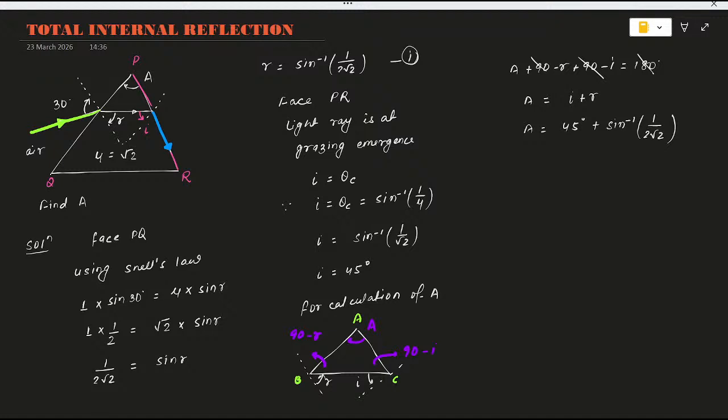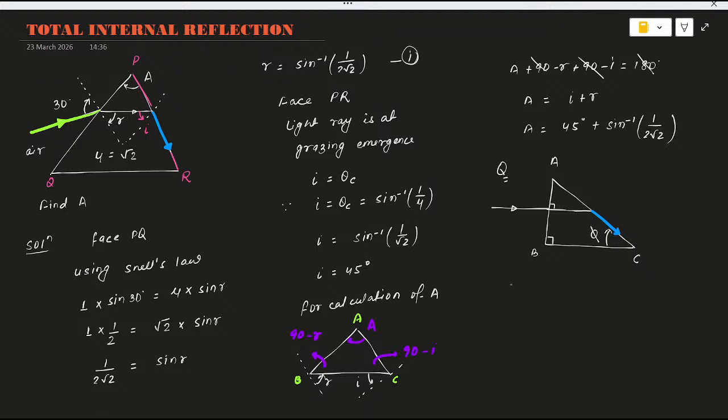So would you like to make a note of it? In the meanwhile, I'll draw another question in the same fashion. Okay, so that you can do it. But it will be rather easy as compared to what I've given you. Okay. Please make a note of it. This is A, this is B, and this is C. And the light ray is at grazing emergence on the face AC. And you're supposed to calculate the value of phi.